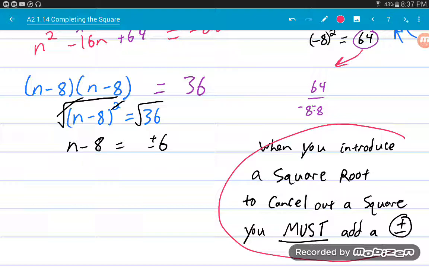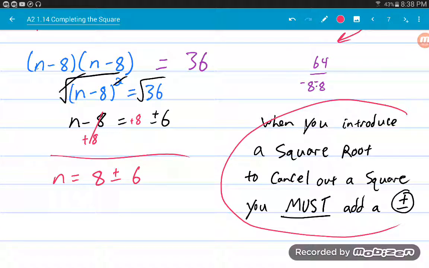So here, I haven't got n quite by itself yet. I'm just going to do plus 8 on both sides. Plus 8, plus 8. Those cancel out. And I get n is equal to 8 plus or minus 6. Remember, plus or minus is two solutions. So I have two solutions. I've got 8 plus 6, and I've got 8 minus 6. 8 plus 6 is 14. 8 minus 6 is 2. These are both my solutions. And now I'm done. And that's completing the square. So we found the roots of an equation that didn't look like it could be factored or may not have been factorable at all.